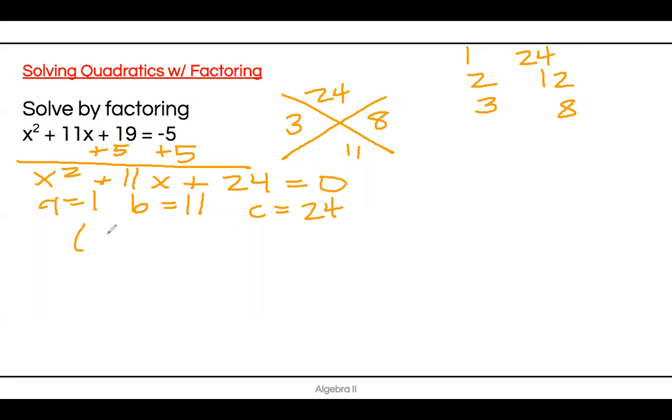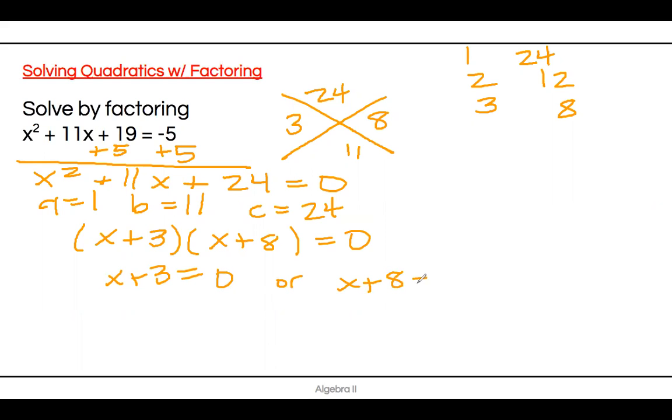So when I factor, I'm going to have x plus 3 times x plus 8, and that's going to be equal to 0. And then in order to solve, I'm going to do the zero product property. So that means that x plus 3 is equal to 0, or x plus 8 is equal to 0. So x would be equal to negative 3, or x would be equal to negative 8. Questions? All right, next one for factoring.